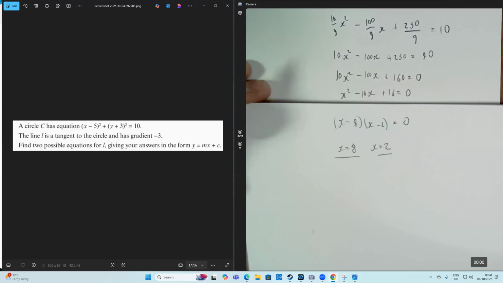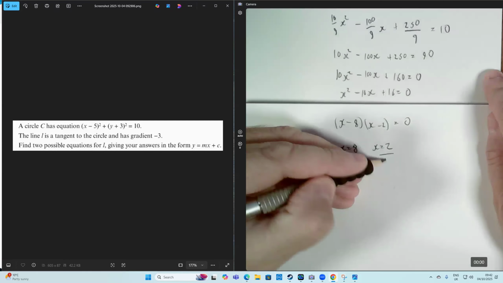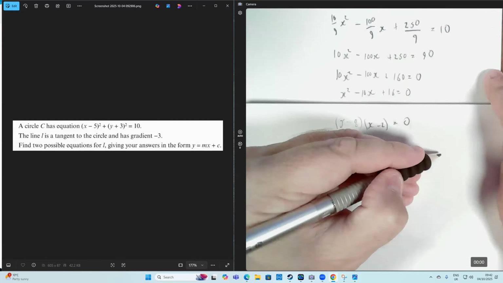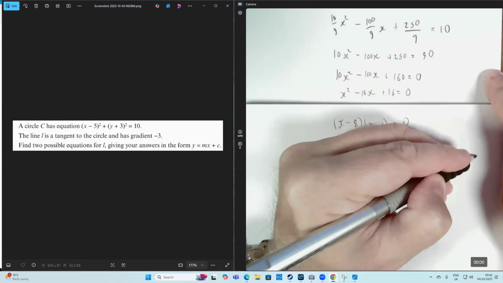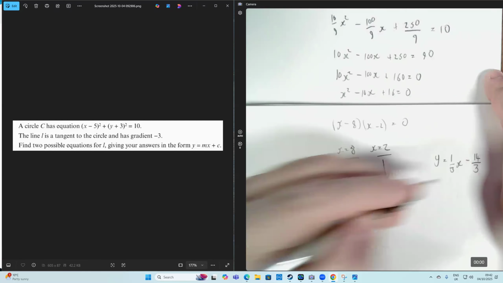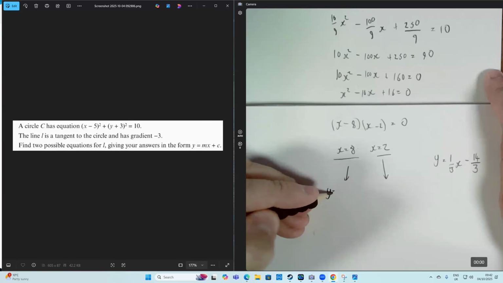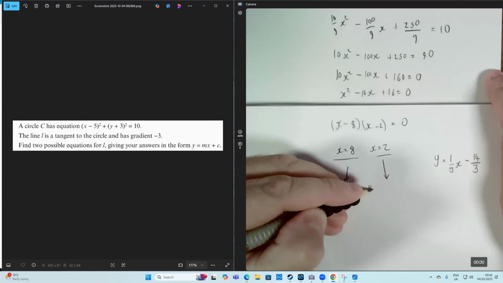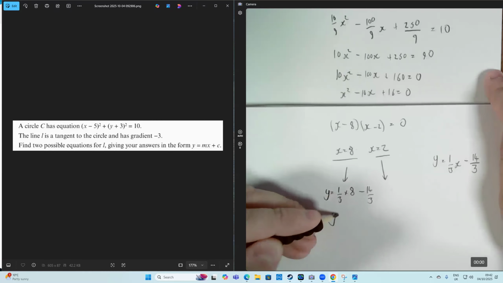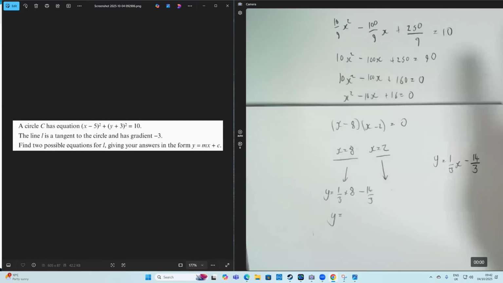Perfect. So we've now found the two x coordinates. So we now need to go back to the equation of our line in order to find out the two corresponding y values. So we're going back now to use the equation of the line, which you might remember was y is equal to 1/3 x minus 14/3. So now we're going to have y is equal to 1/3 times our x, which is 8, minus 14/3. And when we work that one out, let's see what we get.